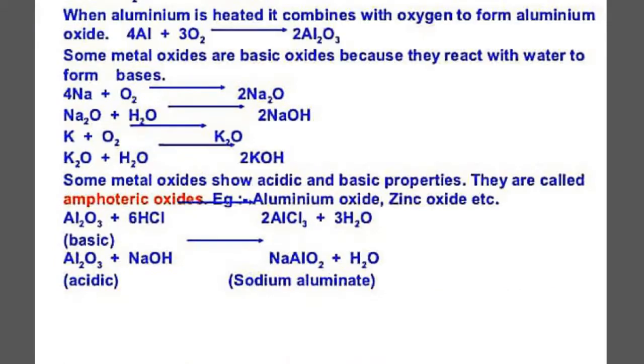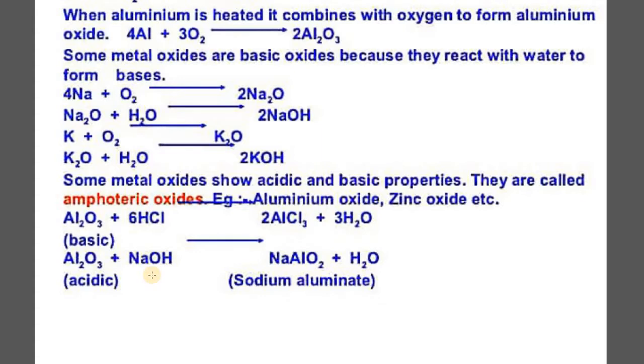Now there are a few metals which form oxides that may be acidic or basic in nature, and these kinds of metallic oxides are called amphoteric oxides. So you need to remember this term very properly. Amphoteric oxides are kind of neutral oxides, which means that if they are allowed to react with a base, they behave as an acid, and if they are allowed to react with an acid, they behave as a base.